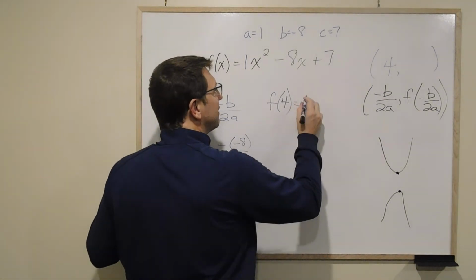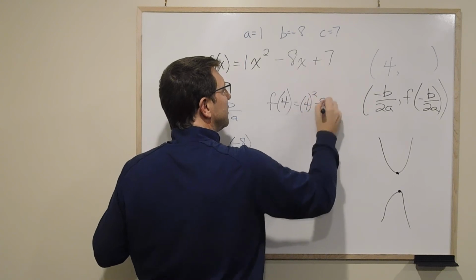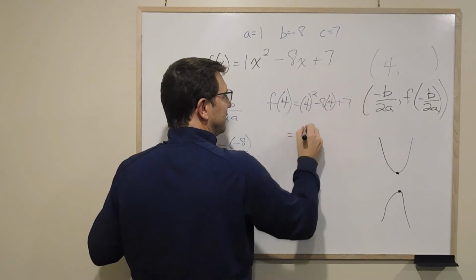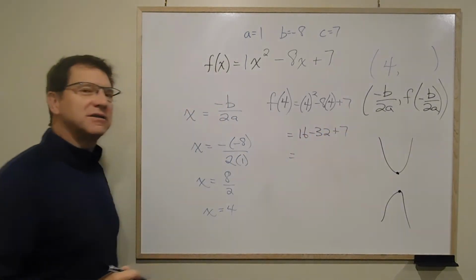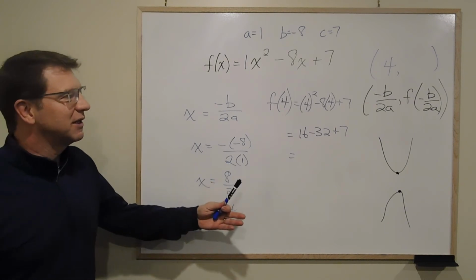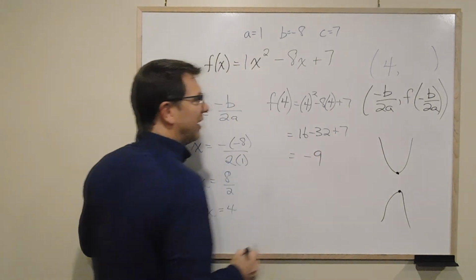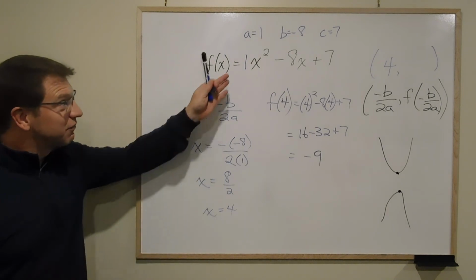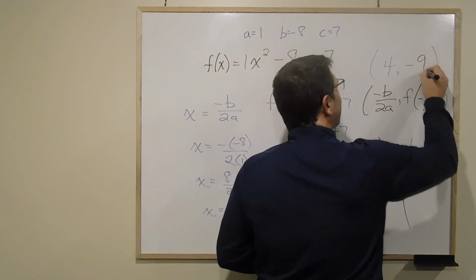Either way, I get 4 squared minus 8 times 4 plus 7. That's 16 minus 32 plus 7. 16 minus 32 is negative 16, plus 7 is negative 9. So we end up with a vertex for this function of (4, negative 9).